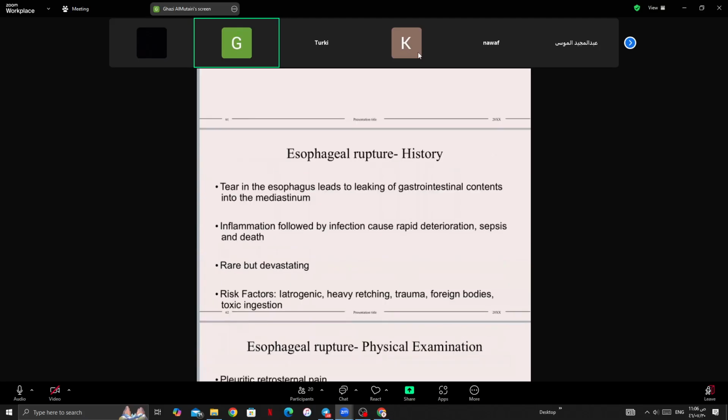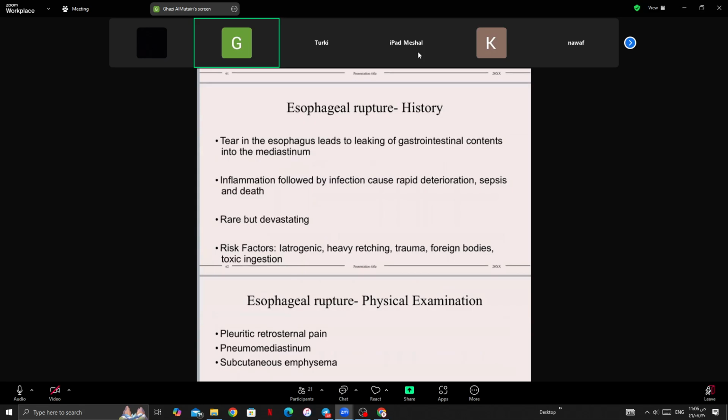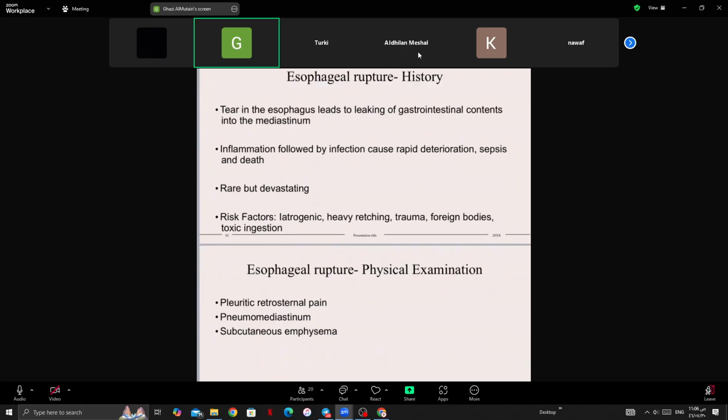So we define esophageal rupture as a tear in the esophageal wall that leads to leakage of gastrointestinal content into the mediastinum, causing irritation and inflammation, followed by infection that causes a rapid deterioration leading to sepsis and death if not treated. It's rare, but if it happens, it's devastating and a life-threatening condition.